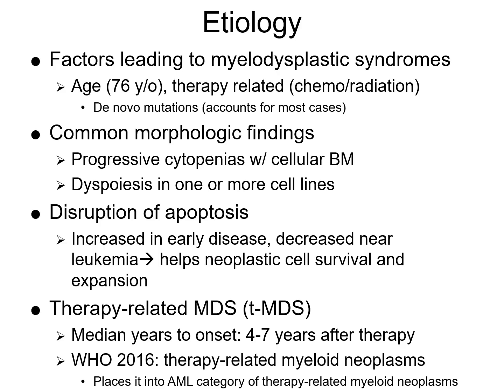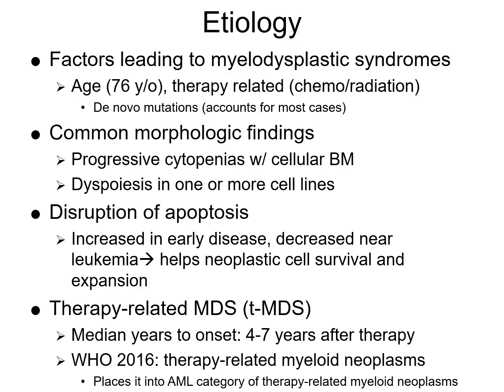So myelodysplastic syndromes, some factors or etiology that can lead to a myelodysplastic syndrome is age. This is most common in older adults. Therapy-related causes, so patients who have had previous chemotherapy or radiation therapy. This can also lead to therapy-related MDS or myelodysplastic syndrome. De novo mutations, so they occur without prior therapy and actually account for the majority of these myelodysplastic syndrome cases.